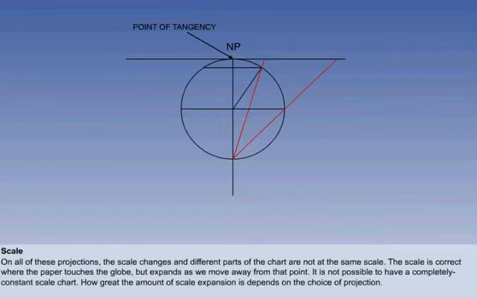On all of these projections, the scale is initially correct where the paper touches the globe, but expands as we move away from that point. It is not possible to have a completely constant scale chart. How great the amount of scale expansion is depends on the choice of projection.